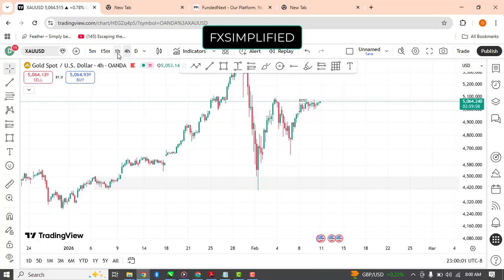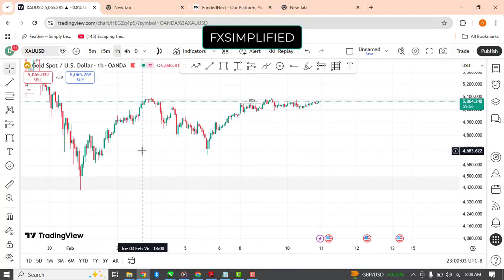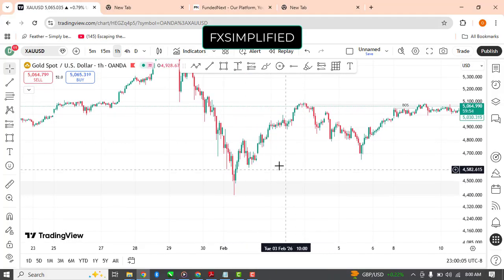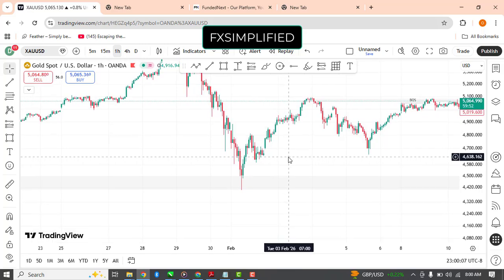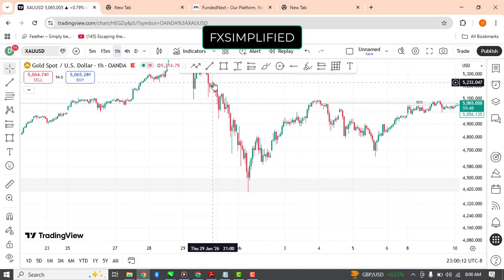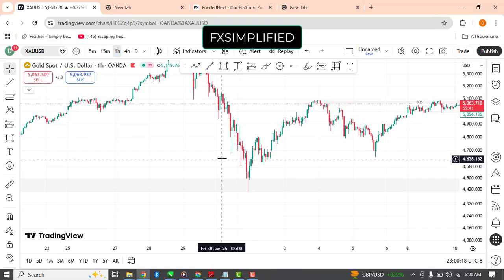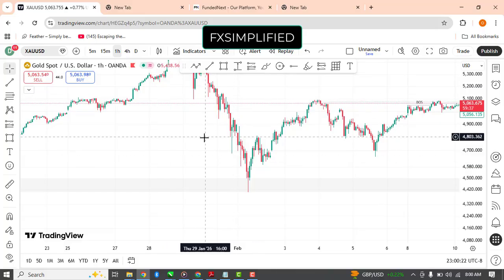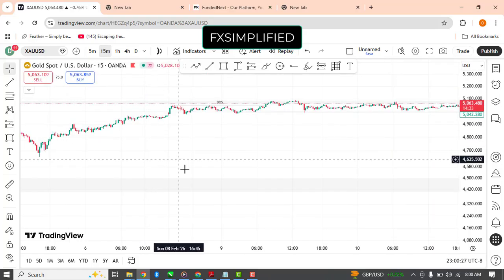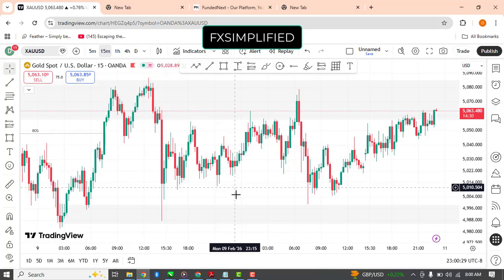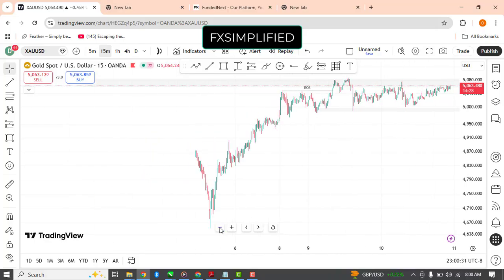But let us look at the 1 hour time frame, because that is where the market shift has actually happened. You can see that price was selling downwards, but at this 1 hour, we can't really see a break of structure. So let us go down to 15 minutes to see if we can see our break of structure to the downside.